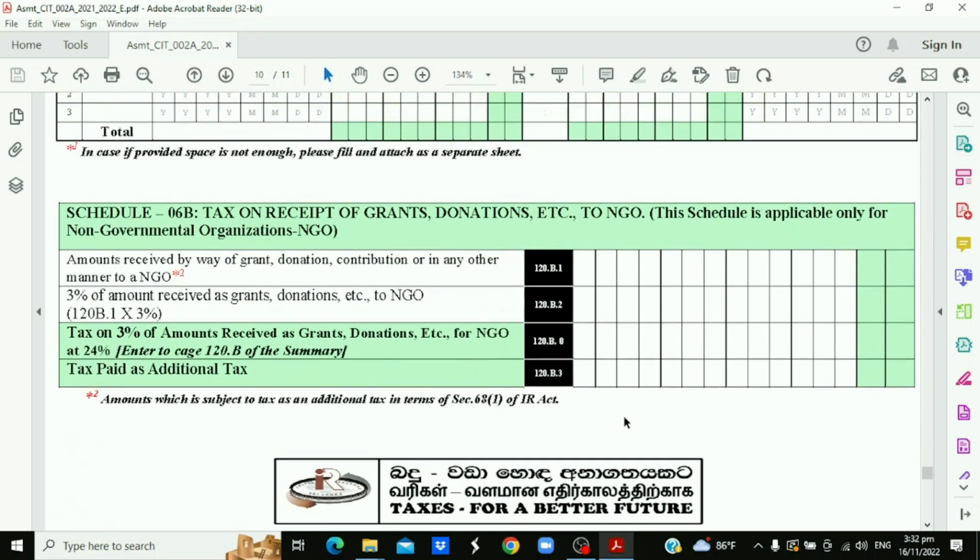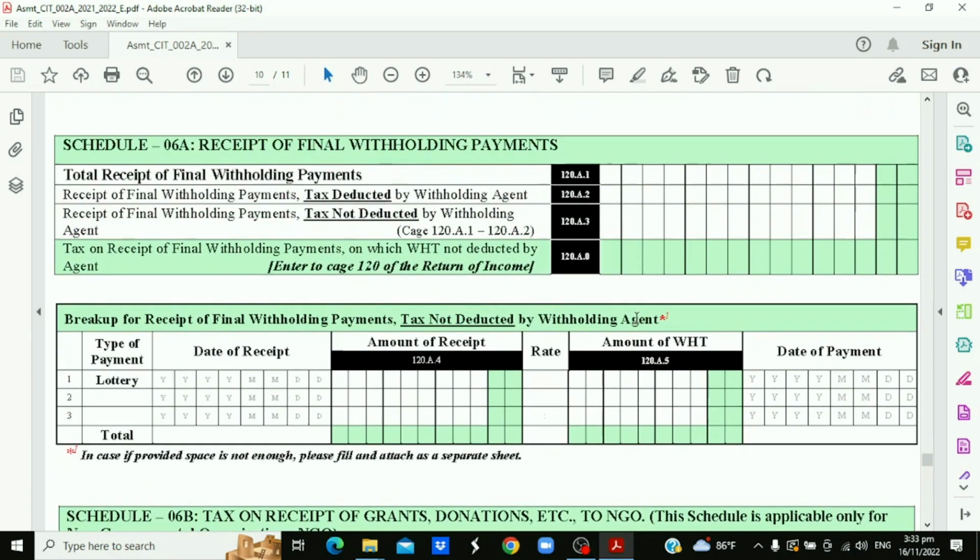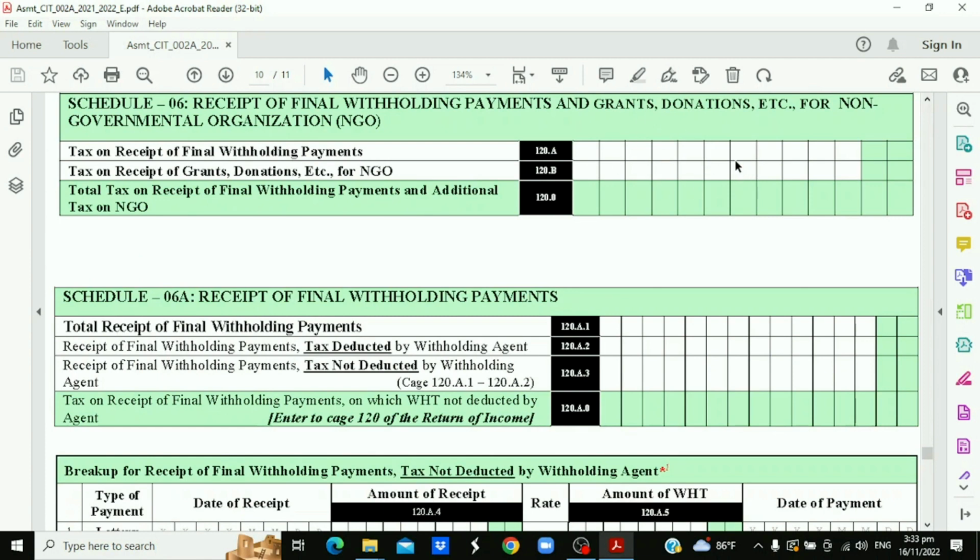Then schedule 6B is related to the tax on receipt of gains, donations, etc. to the NGO. This is only applicable for the NGO. Then they have to identify the total amount received in this category. Out of this total amount received, 3% is identified as a taxable profit. Based on this 3%, we have to apply the 24% tax. Then they have to pay that tax. It's paid as an additional tax. By applying this rate, we can ultimately identify the tax liability. This amount we can take to the summary table, and based on the summary table, we can identify the tax liability on the tax return.